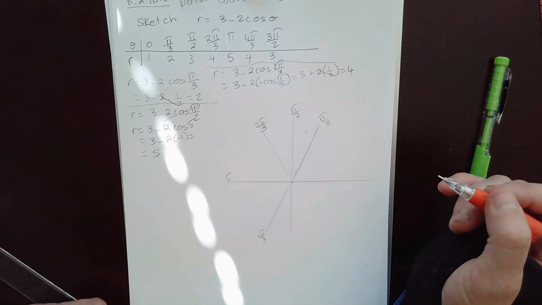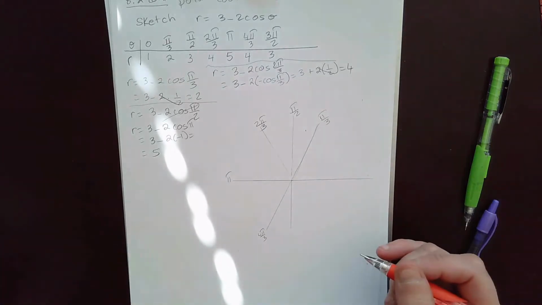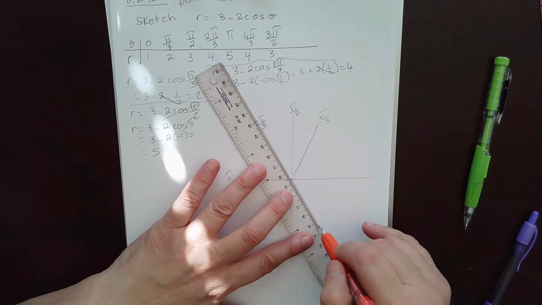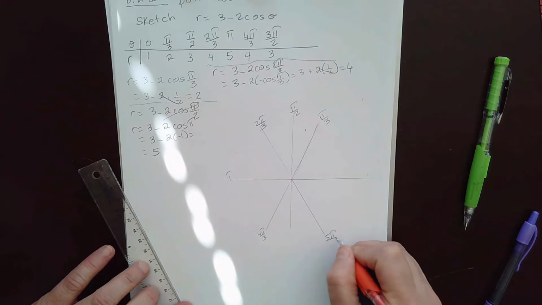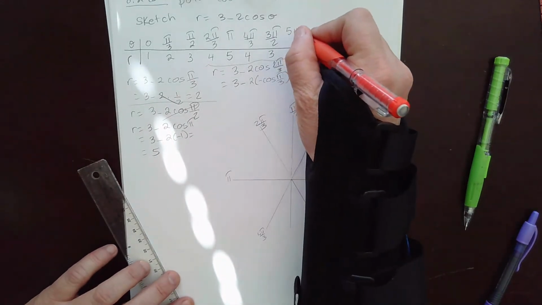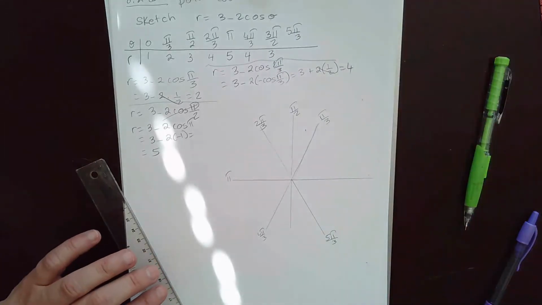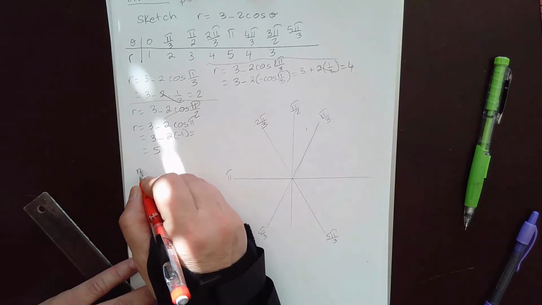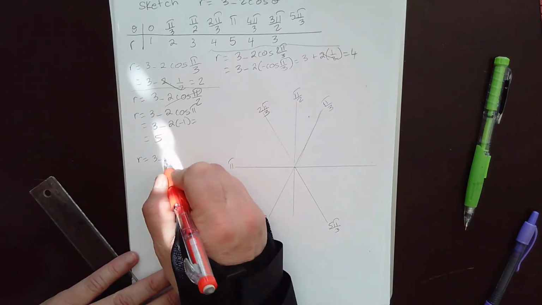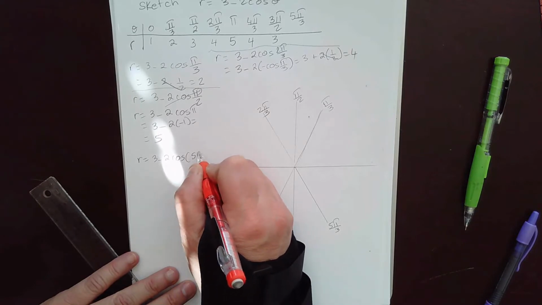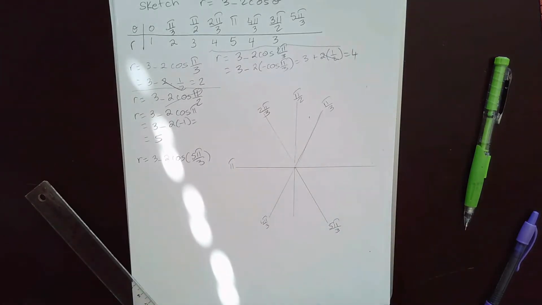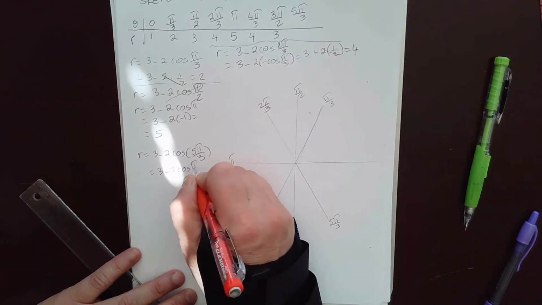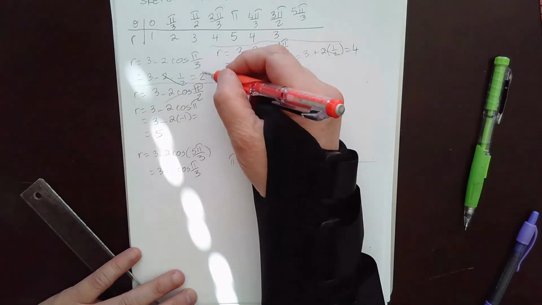Okay, so let's go ahead and choose now 5 pi over 3. 5 pi over 3 is going to have the same value as pi over 3, right? Because let me go ahead and write it down here. r is 3 minus 2 cosine 5 pi over 3, and 5 pi over 3 is in quadrant 4. It's positive. It's the same as cosine pi over 3, right? So it's going to be the same value. So this is 2.